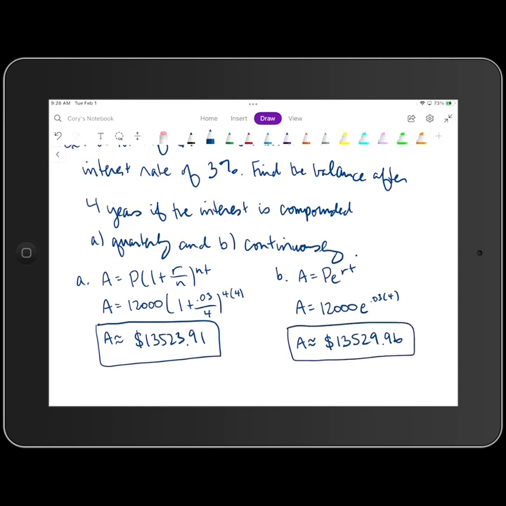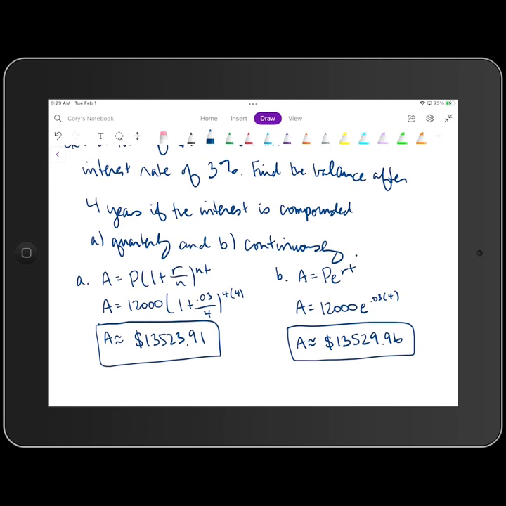So as I mentioned earlier, if the other variables P, R, and T are the same, which they are in this case, the more frequently that interest is being compounded, the more money you make on your investment. So continuous compounding is getting compounded infinitely many times. That should raise more money than something that is being compounded quarterly in part A. And it does. It winds up making about $6 extra over the course of 4 years.